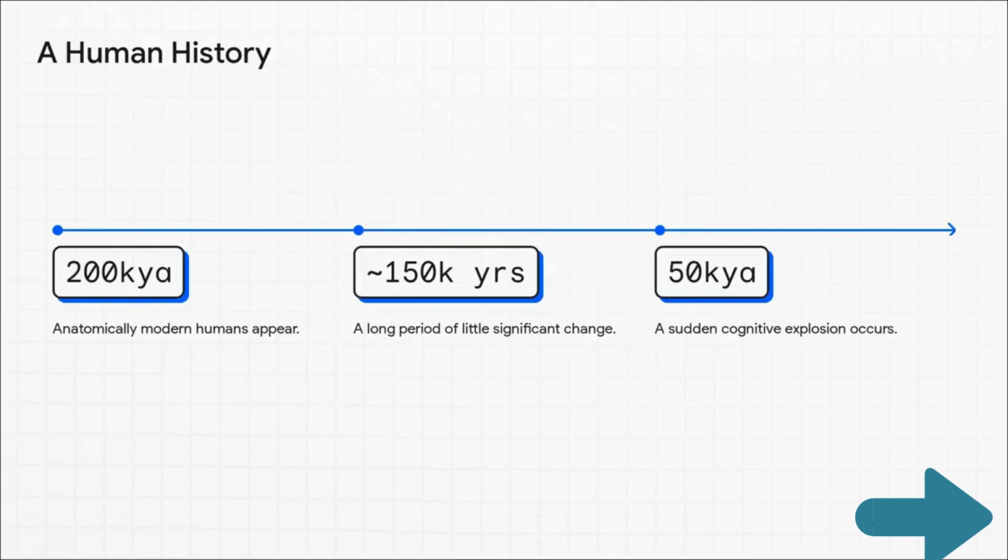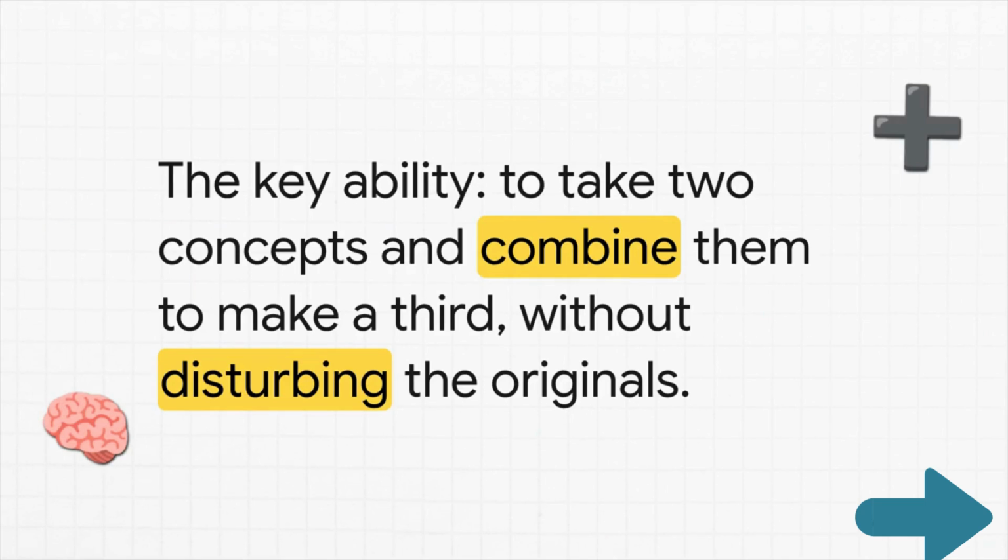And this is where Winston makes this incredible leap, connecting all these ideas about AI and problem-solving right back to our own human intelligence. See, anatomically modern humans have been around for about 200,000 years, but for most of that time, not much changed. Then, around 50,000 years ago, something happened. A sudden explosion of art, technology, and culture. So, what caused it? He brings up a fascinating theory, that humans developed one brand new game-changing ability, the power to take two separate ideas, combine them to create a third, totally new idea, all without destroying the original concepts.